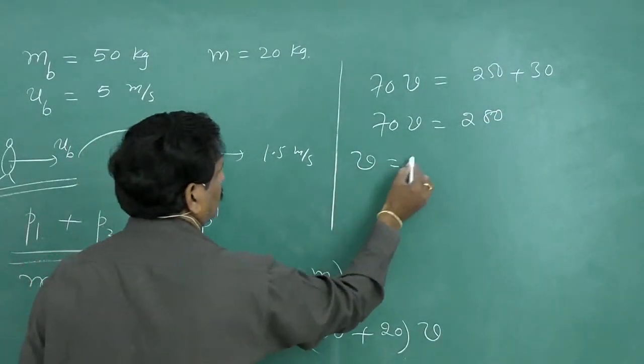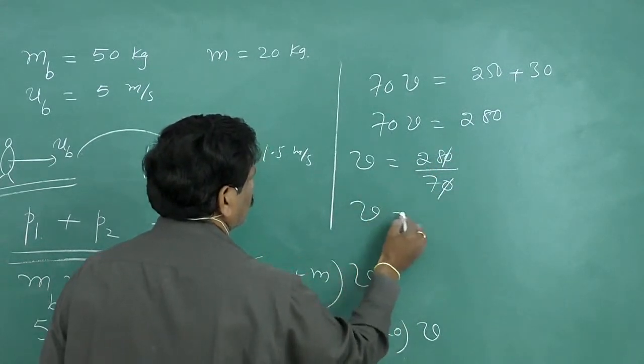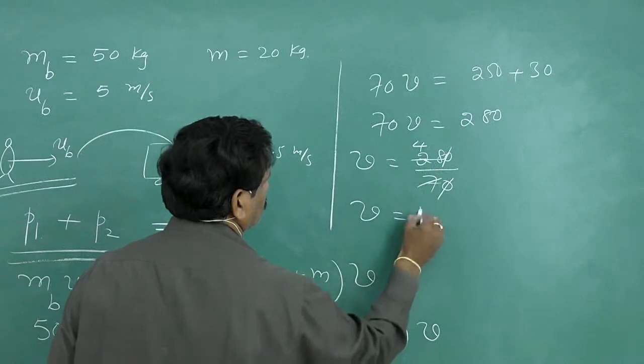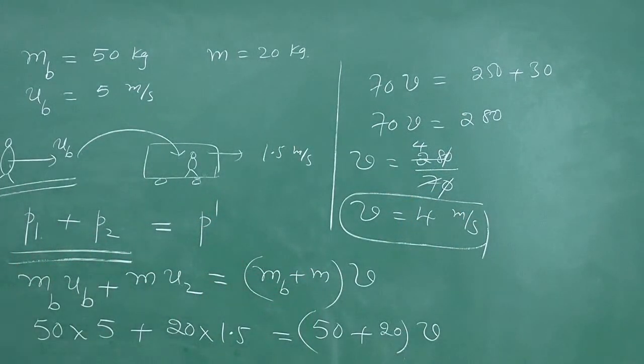So V is equal to 280 divided by 70. The zeros cancel. So V is equal to 4 meter per second. This is the common velocity of the boy and the trolley.